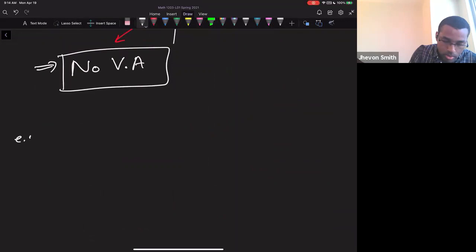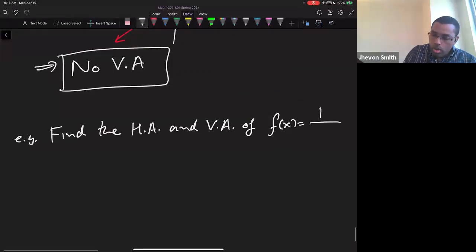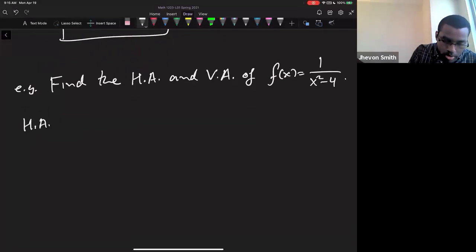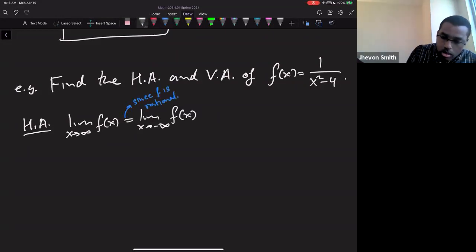Here's another example. Find the HA and VA of this function: 1 over x squared minus 4. Okay. So we go with HAs first, just because. If I take the limit as x approaches infinity of f of x, it's a rational function. It's equal to the limit as x approaches negative infinity of f of x. Since f is rational, equals, what's this limit?